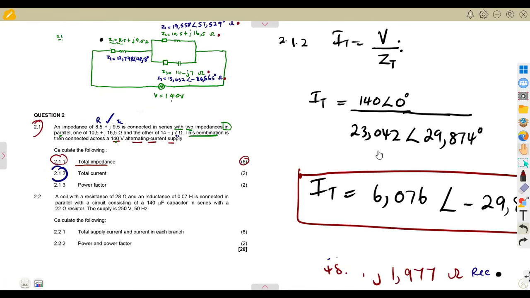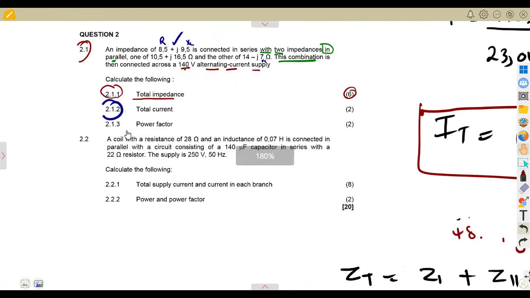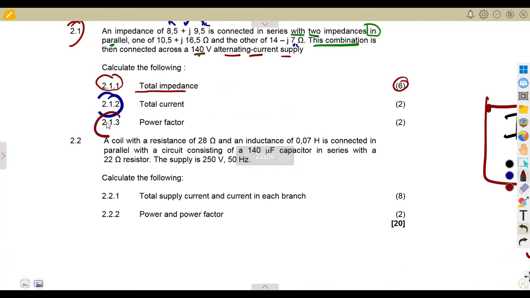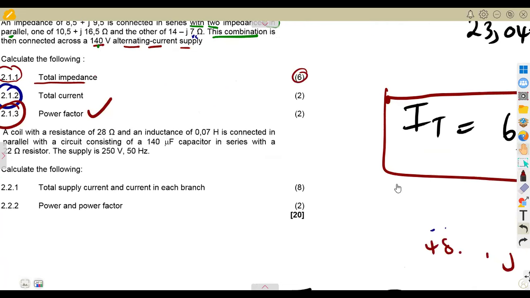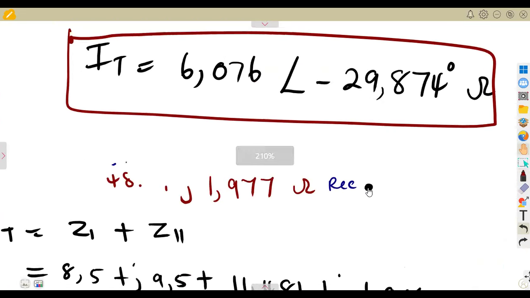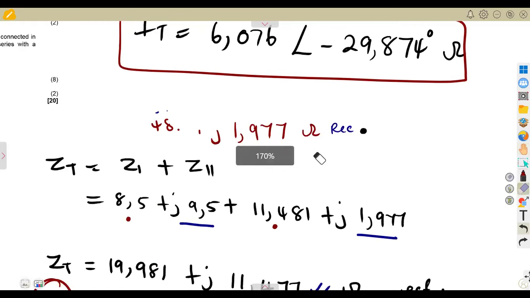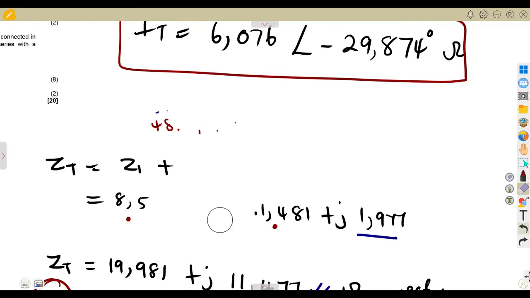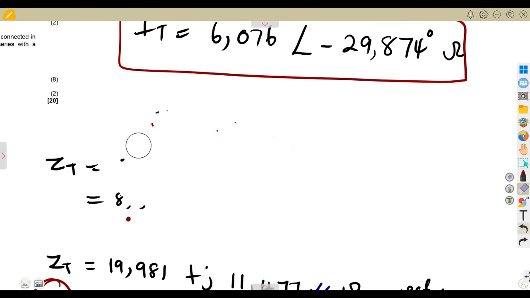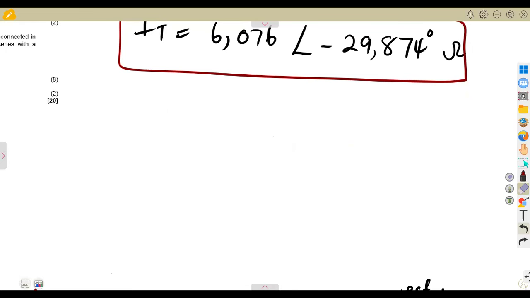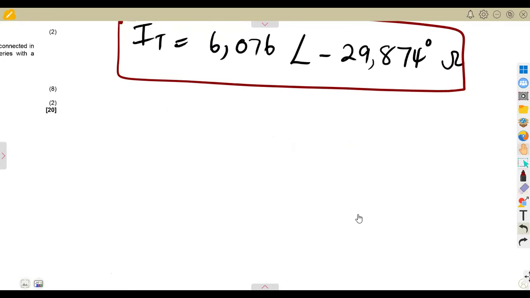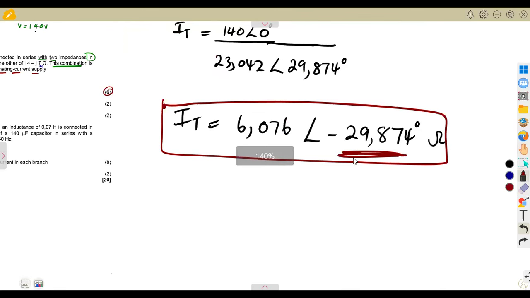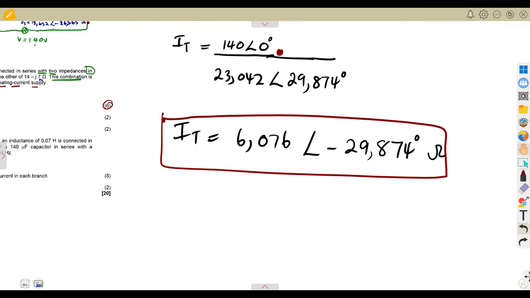Then from this part, we are also asked to calculate the power factor. All right, 2.13, the power factor. As we can see, our total current has got a negative angle, meaning to say the current is lagging the voltage by 29,876, because the voltage was taken at 0. Remember, the voltage was at 0 degrees. So the current is lagging directly by the angle that we are given.